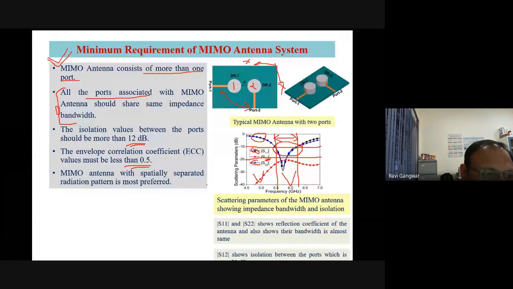Actually, what happens if you go for a DRA system or any antenna system, nowadays there is a concept of hybrid antenna. In the hybrid antenna, whatever radiating element is there radiates, and along with it, whatever excitation mechanism you use also participates in the radiation.